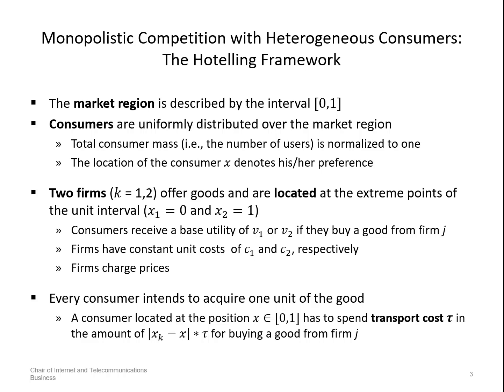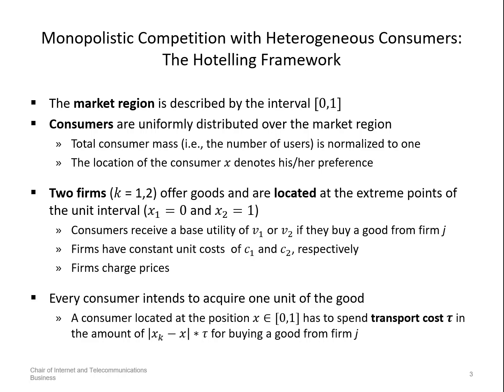Total consumer mass is normalized to 1, and the location of a consumer x denotes his preference for a platform over the other. There are two firms that offer goods and are located at the extreme points of the unit interval, 0 and 1. Consumers receive a base utility of v1 or v2 if they buy a good from firm j, that is 1 or 2. Firms have constant unit costs c1 and c2, and firms charge prices.